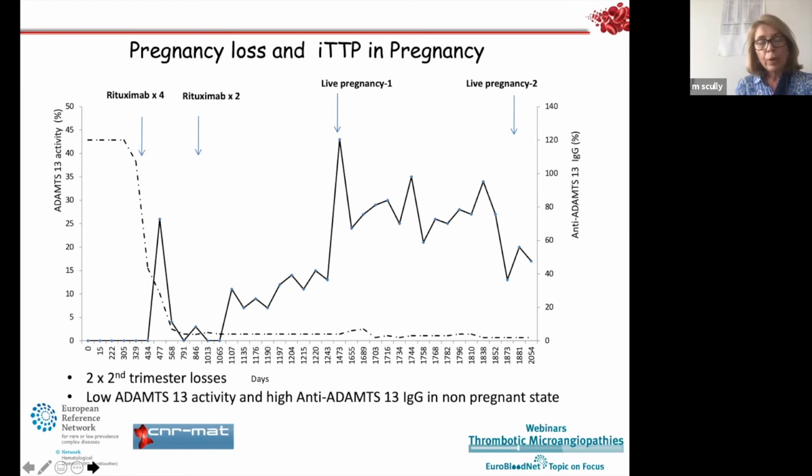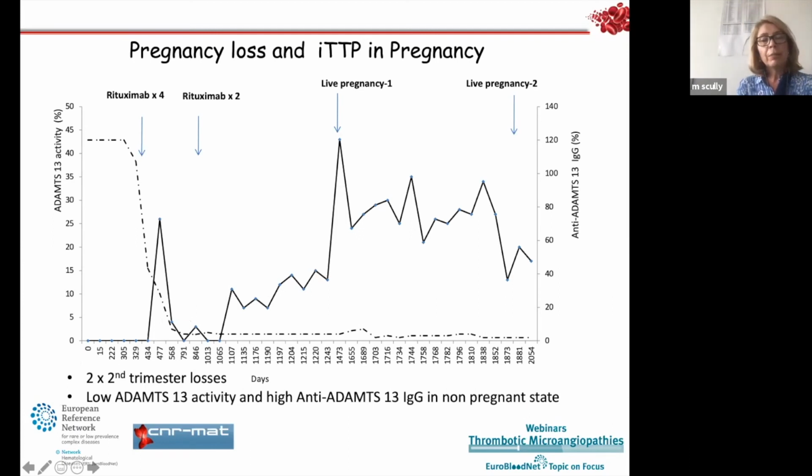She then moved to where I work now, and we reviewed her ADAMTS13, and her activity was undetectable, and she had a really high antibody. So we tried with rituximab. We gave her rituximab to see if it had any benefit, and it did. It reduced the antibody, her activity went up and then dropped back down, so we gave her a bit more. And at that point, we started to detect measurable ADAMTS13. So we managed her then through a live pregnancy, and that was very successful and straightforward.